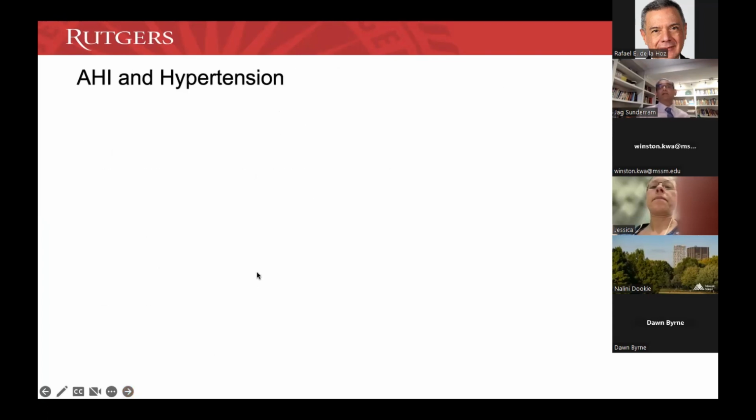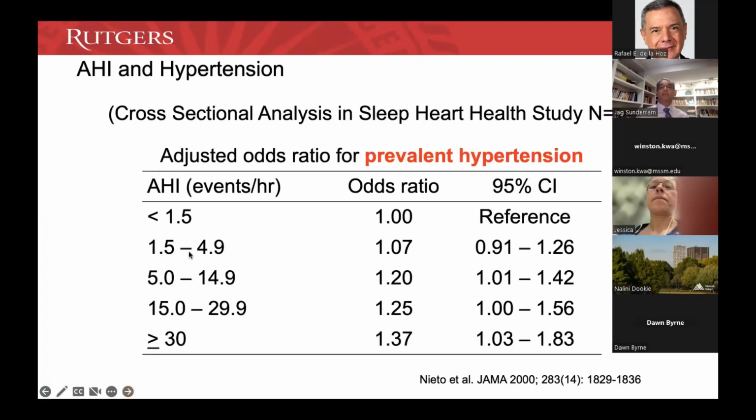So let's look at the apnea-hypopnea index and blood pressure, because there's a tremendous amount of data that supports potentially an association between the AHI and hypertension. One of the early studies, almost 25 years ago, was a cross-sectional analysis of the Sleep Heart Health Study, where about 6,000 participants were studied. And this looked just at prevalent hypertension based on the apnea-hypopnea index.